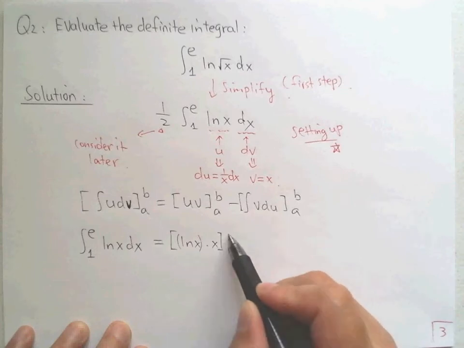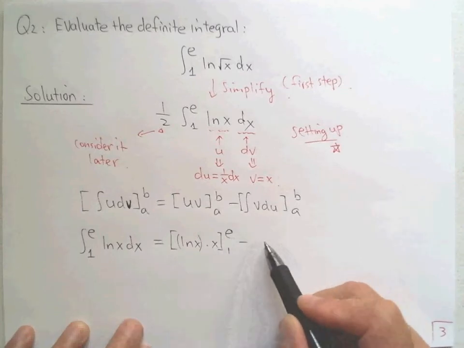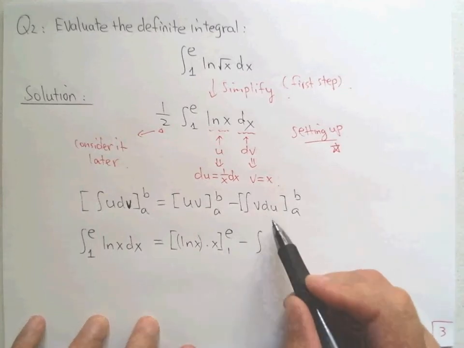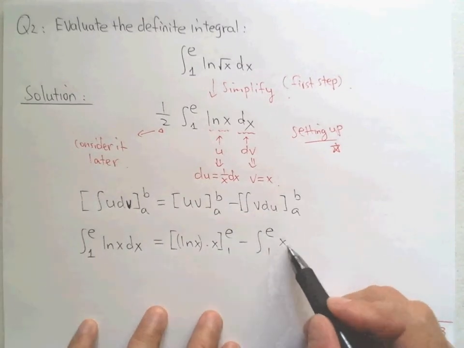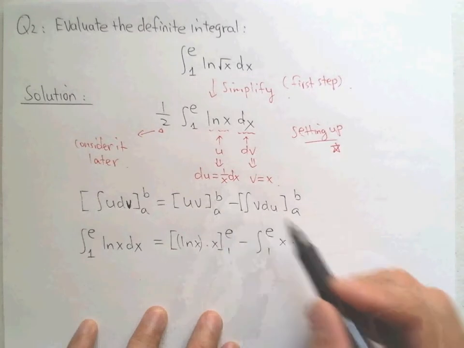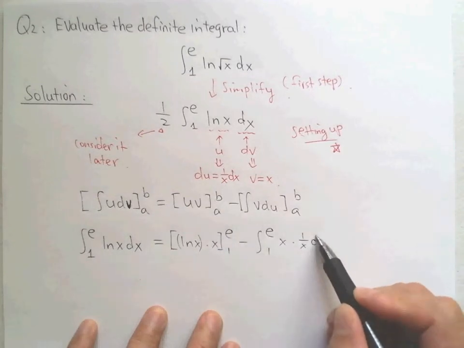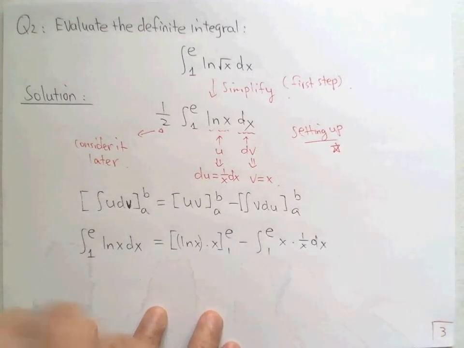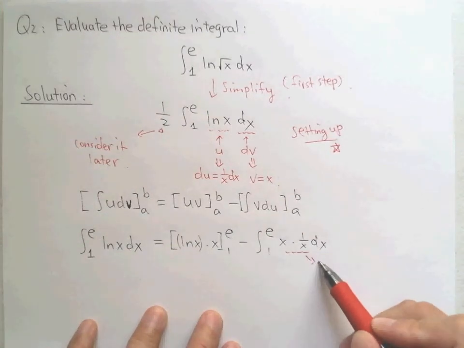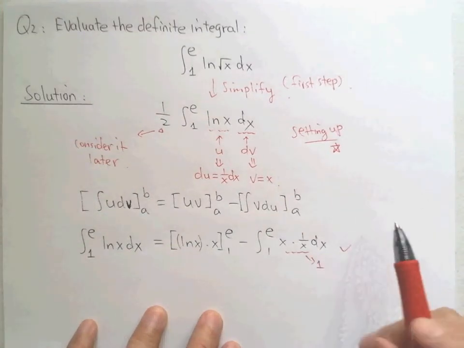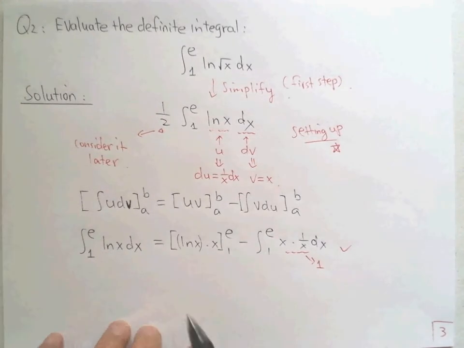a to b is 1 to e, right? And then minus the definite integration from 1 to e. v is x. What is du? It is 1 over x dx. See, here is how simple. The integrand goes to 1. Therefore, this is easy to get, right?